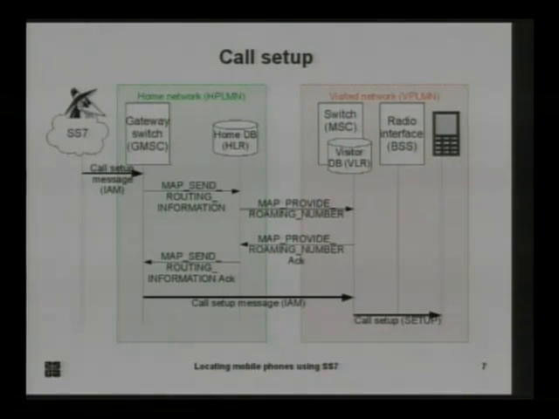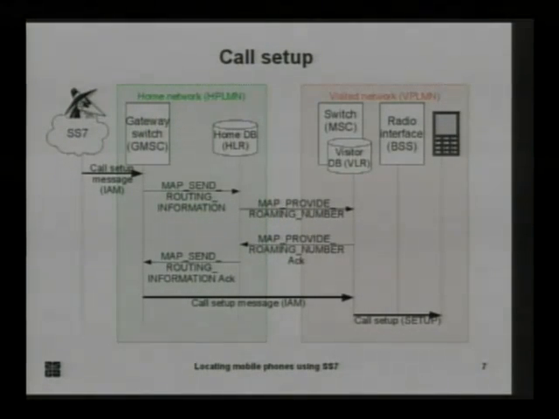So that means the guy over there on the left just sends the call setup message to the gateway switch, and he doesn't get any further information about your location, because the gateway switch handles the call setup and forwards the call setup message. So meaning we cannot learn anything from a simple call setup message about your location.